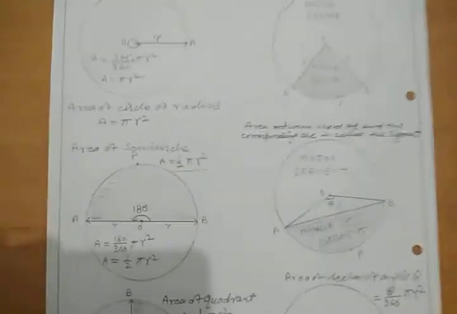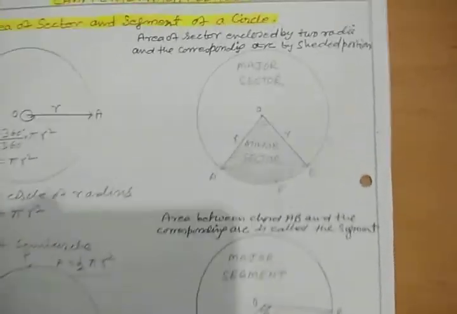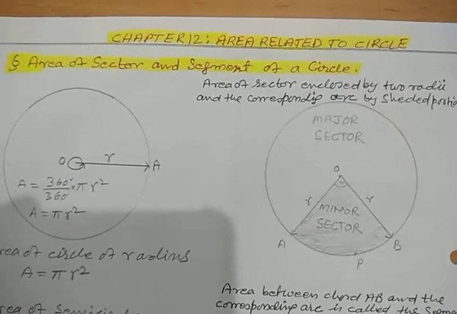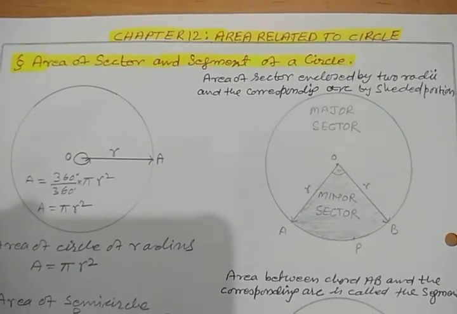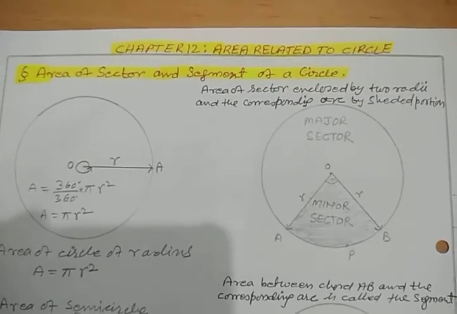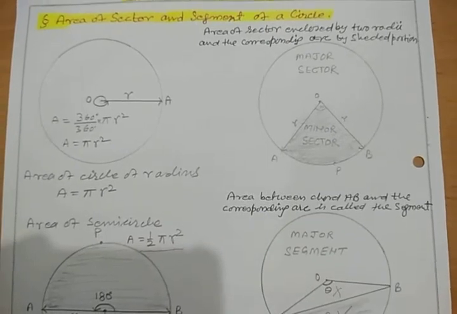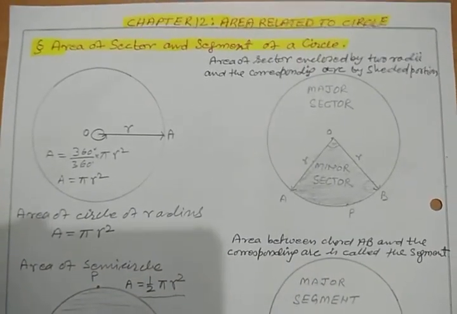This is all about the area of sector and segment of a circle from chapter 12, area related to circle. I hope you will understand the concept which I have discussed here.